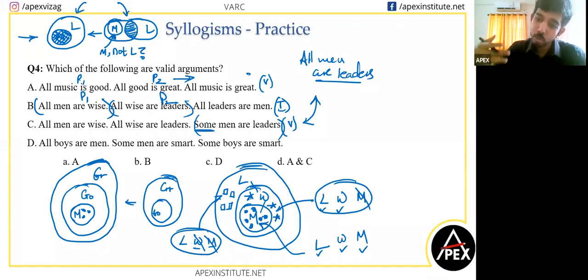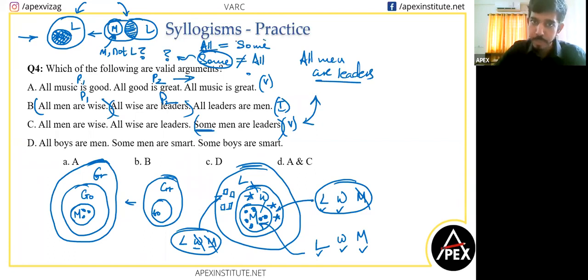So all men are leaders also means some men are leaders, because there will be some men who are leaders. They are all of them. But some men are leaders doesn't mean all men are leaders. When you say some men are leaders, it doesn't mean all, because in this condition, what about the others who are not leaders? It's not given, so it's not the same. But if all men are leaders, it can be extended to some men are leaders. So this becomes valid.